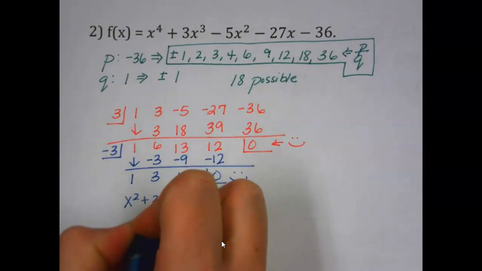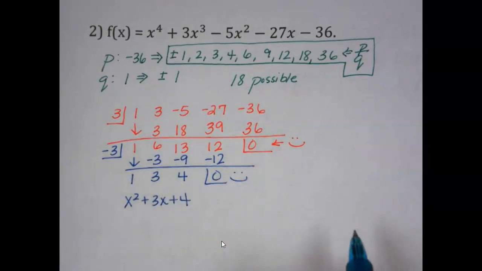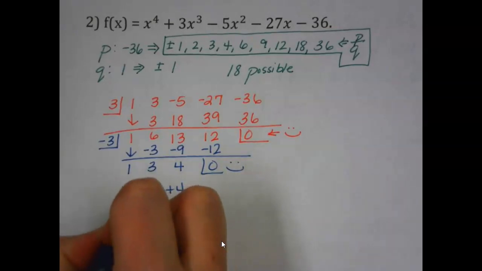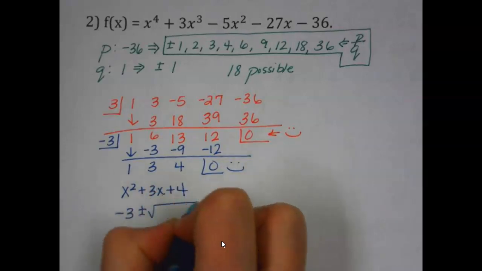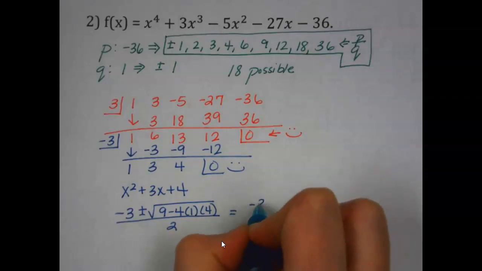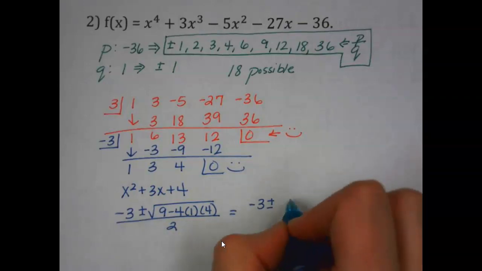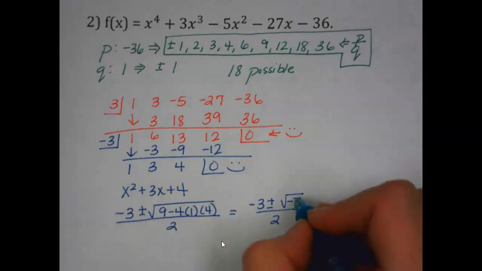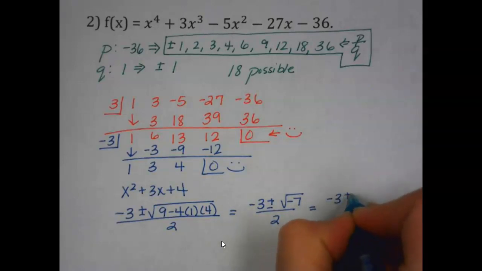X squared plus 3x plus 4. And I want to try to factor that. What multiplies to get 4 and adds to get 3? Nothing. So it doesn't factor, which means I then have to use the quadratic formula. So opposite of b plus or minus the square root of b squared minus 4ac all over 2a. And we end up with negative 3 plus or minus the square root of negative 7. So here we're going to have an imaginary number. So negative 3 plus or minus i radical 7 over 2.